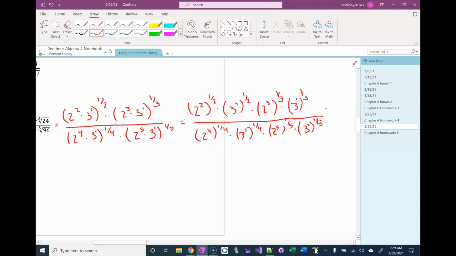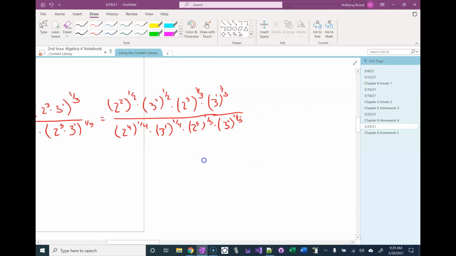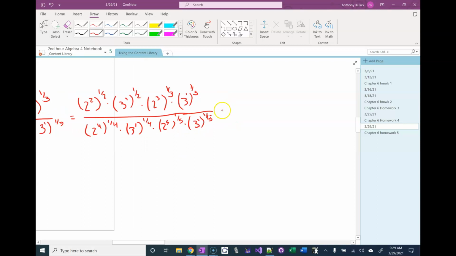So far, so good, Reese? Now, for each one of these little guys, I have an exponent of an exponent. So in that case, I multiply. So 2 times 1/2 is 1. 1 times 1/2 is 1/2. 3 times 1/3 is 1. 1 times 1/3 is 1/3.